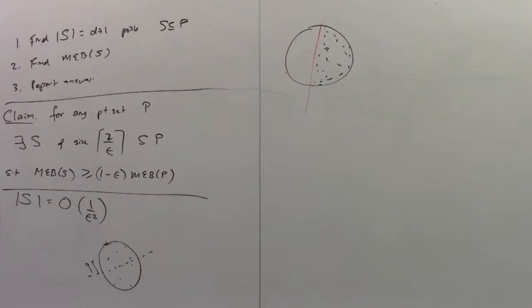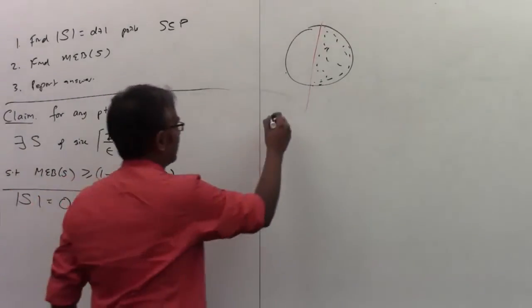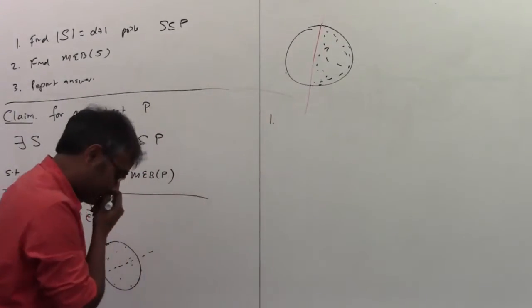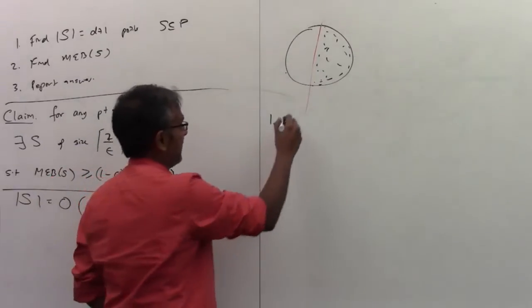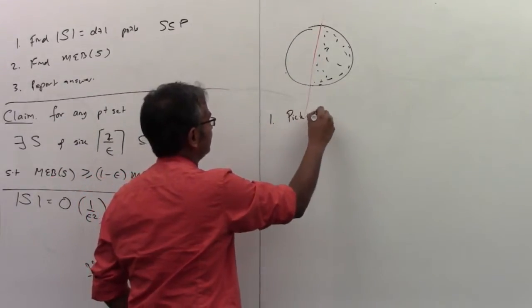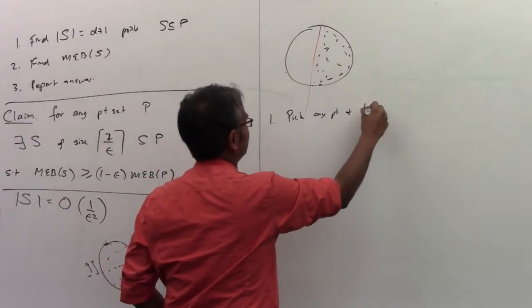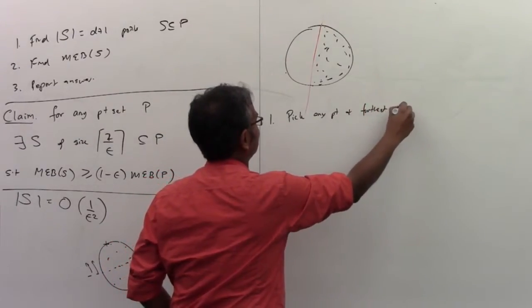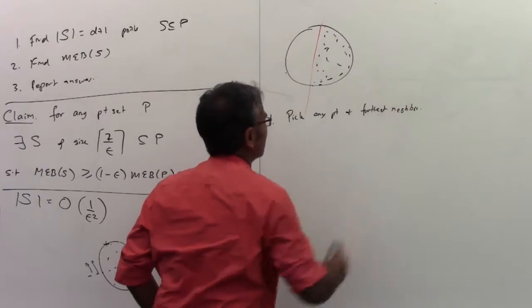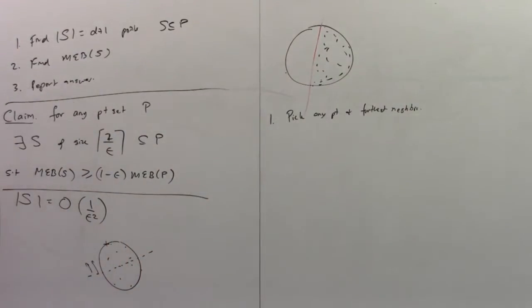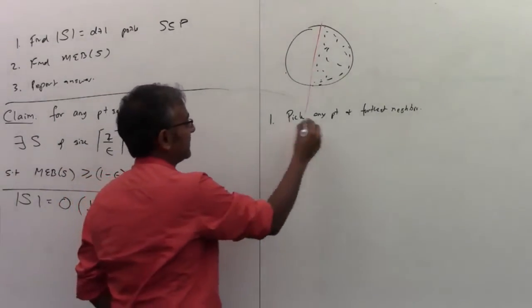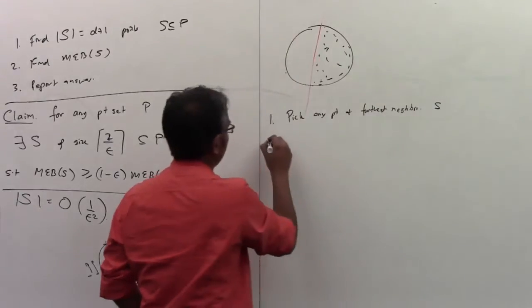So the algorithm we're going to use again is quite simple. It's going to look a lot like some things we've seen before. We're going to say, pick any point and its furthest neighbor. Okay? Look at the ball around these 2 points. Okay, so let's call this set S.